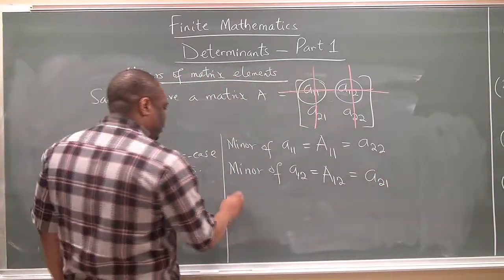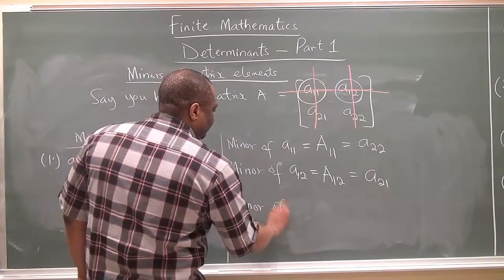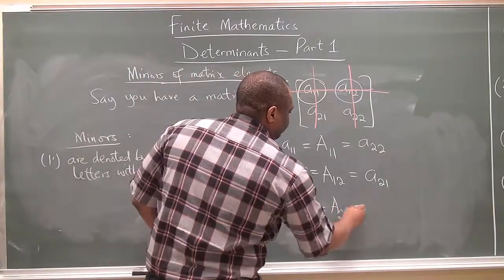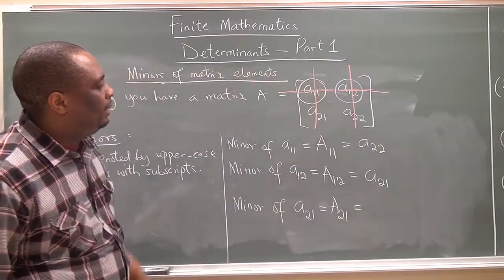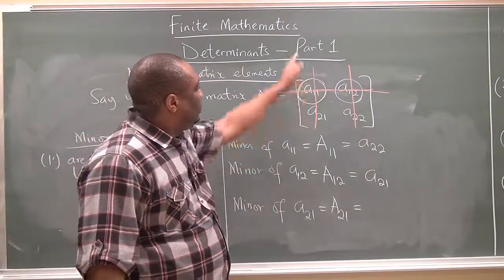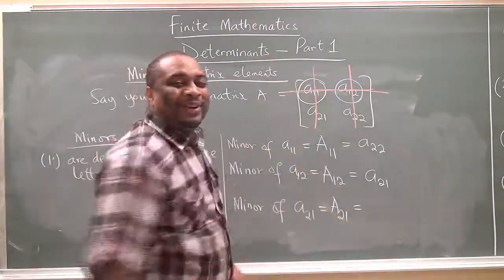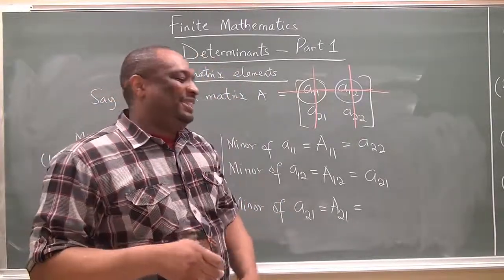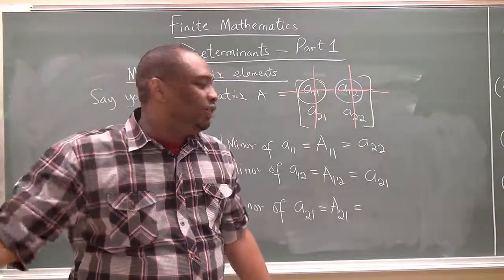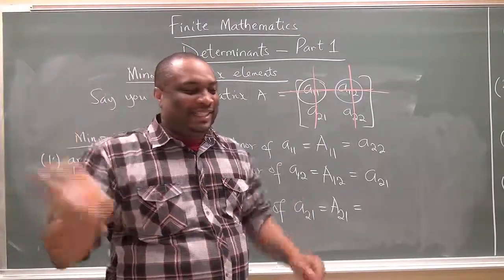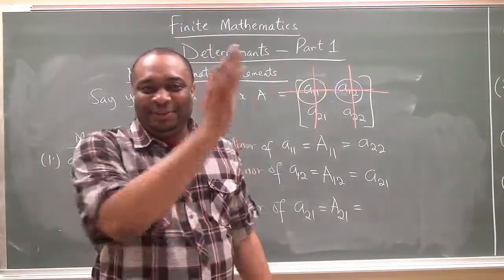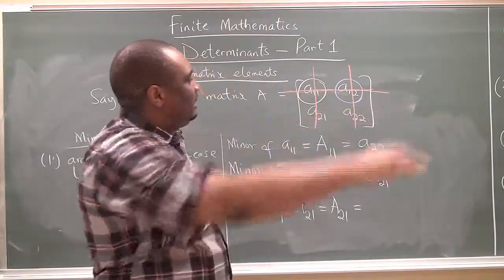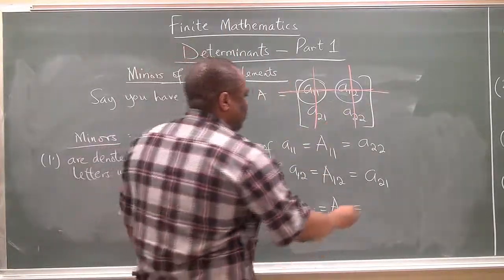Okay, now the minor of A21 will be what now? Uppercase A21, right? And that will be, you delete this. You know, when I was doing this so many years ago, when you do this, it's as if you're praying. But you delete it, and when you do that, you find out that this is A12. Okay.